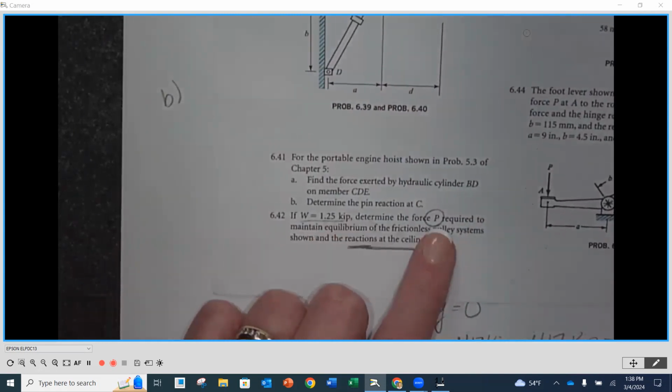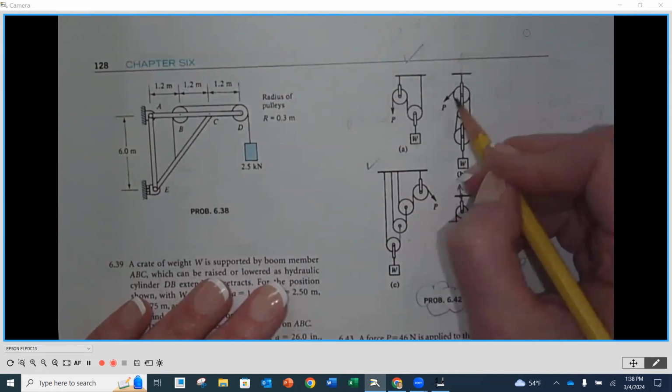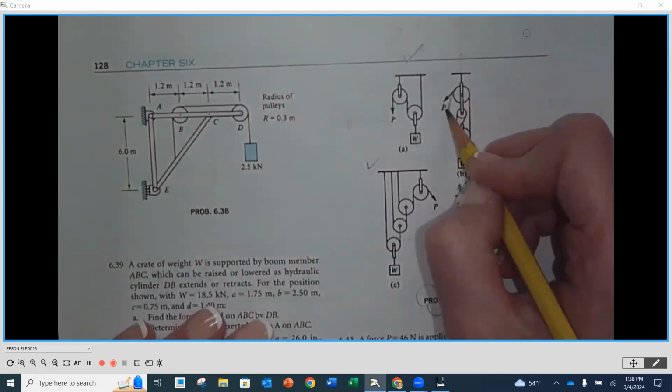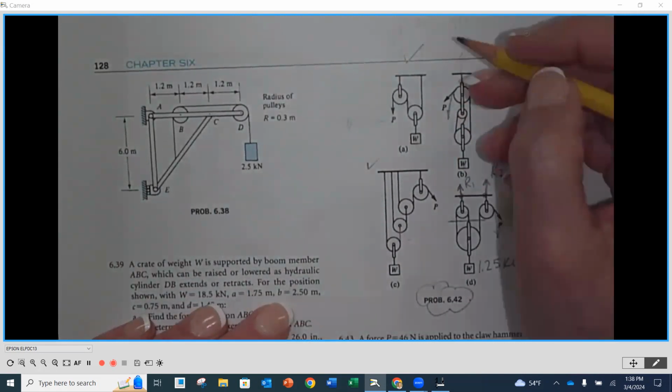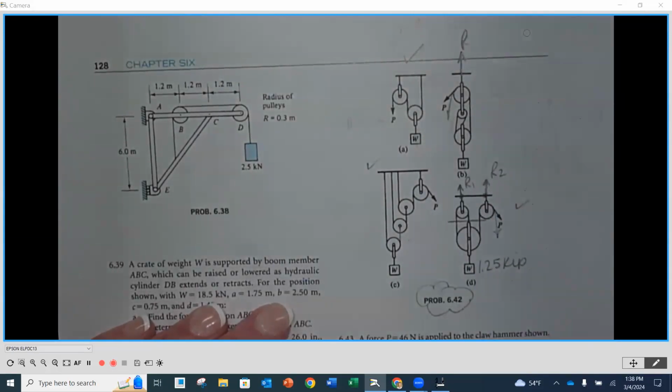And what we need to find is what is the value of P and what is the reaction at the ceiling. So in this case, we have P coming down. Now, it would be going straight down here, okay? And then we would have the reaction at the ceiling. We'll call that R. Those are the two values that we need to solve for. So starting with P, let's look at P first.